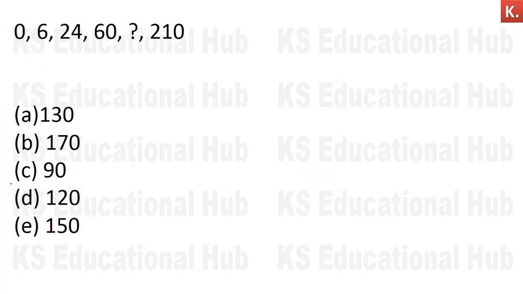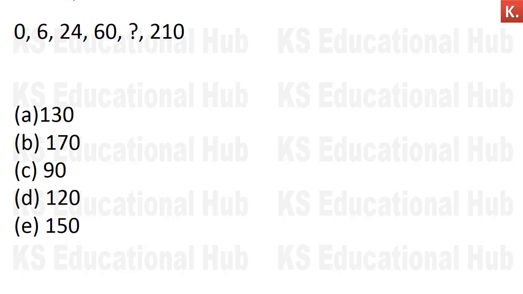So here's the last question. 0, 6, 24, 60, question mark, 210. So see here, because 0 is here, we cannot do any multiplication here. So even if we do, 0 plus 1 is 1, 1 into 6 is 6. We can take it in this way, but then it may not be that relevant as far as my knowledge is concerned.